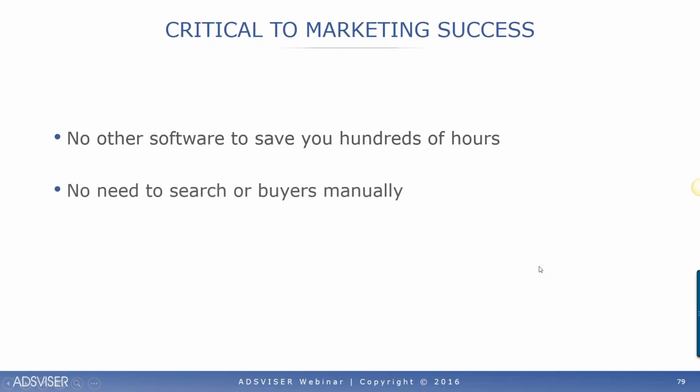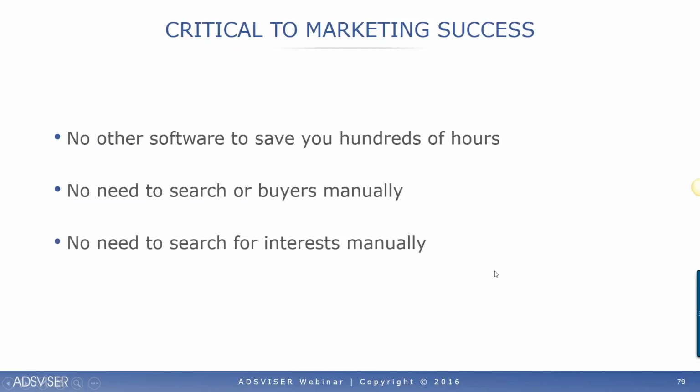So we don't need to search buyers manually anymore. Remember, you need to keep going back to the core of this: you need to find buyers and their interests, right? You need to find that word of mouth referral that we were talking about before. So you don't need to search for buyers manually and you don't need to search for interests manually.